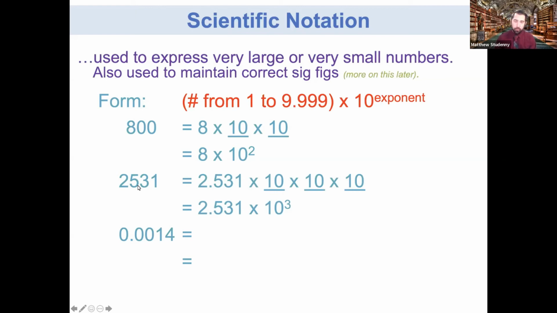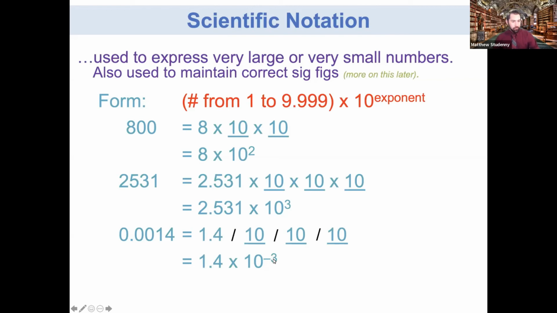We can do the opposite. We can work with small numbers. And we'd be dividing by 10 in this case. And again, we're going to get an exponent, but this time it's negative. And I don't have a great way of remembering that. I'll show you one perhaps way that works on the next slide.